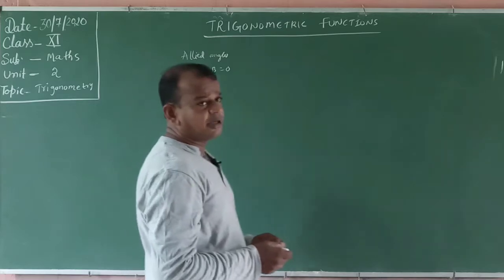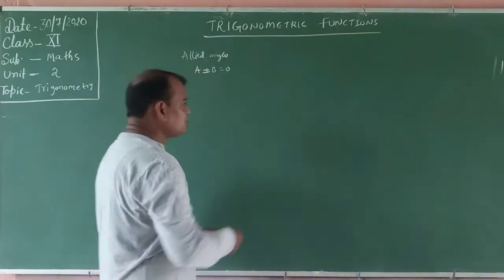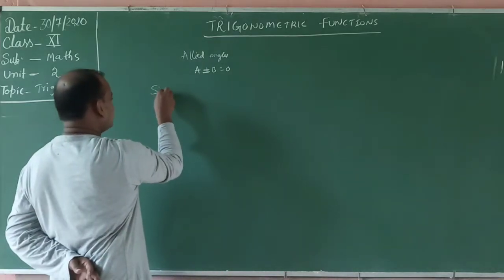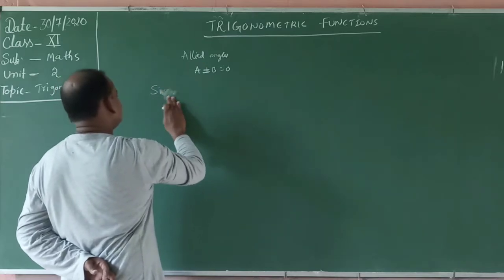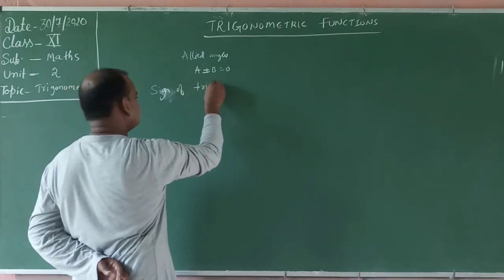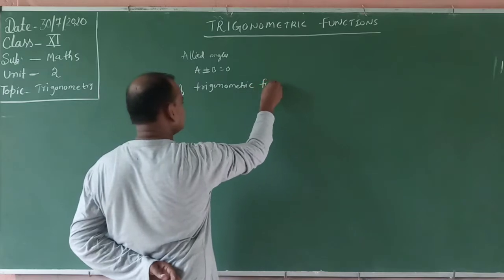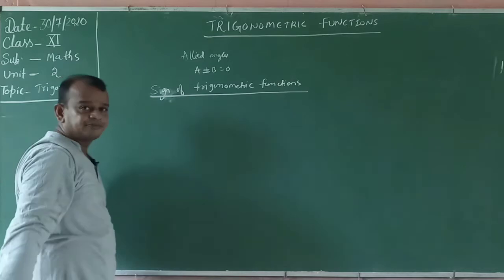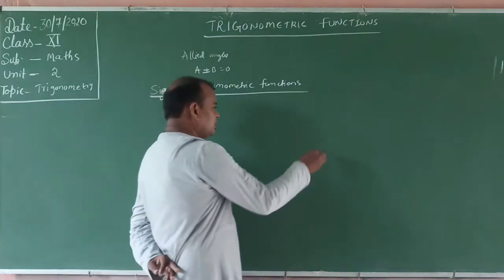Now, the sign of the trigonometric functions. First, theta is the angle, and minus theta means the clockwise direction. Observe that the sign of the trigonometric functions is very important. Now listen carefully. We will take the coordinate axis.